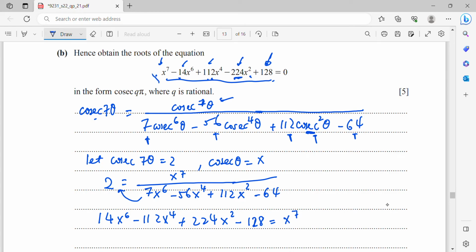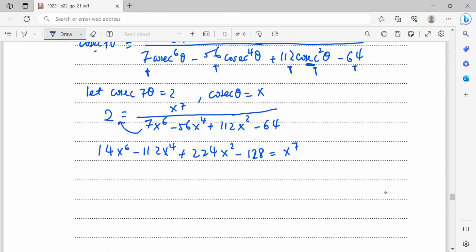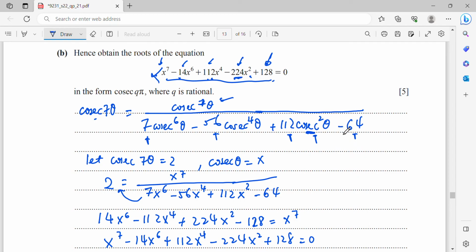So now you get x^7 as the first term. That means you move all the terms on the left hand side to the right side. So x^7 minus 14x^6 plus 112x^4 minus 224x^2 plus 128 equals 0. So this equation is exactly the same as the question here.